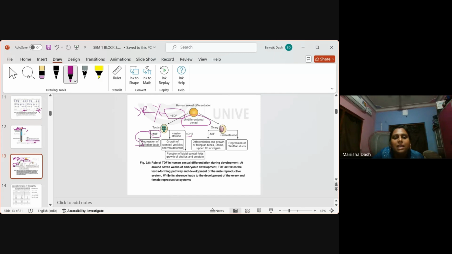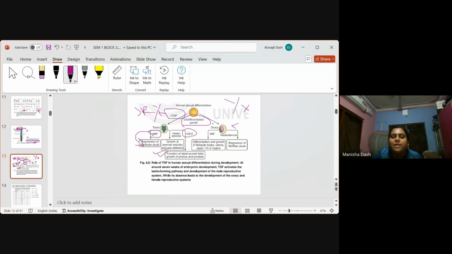And there is also another compound, that is dihydroxytestosterone. This will also promote the labial scrotal fold, the growth of phallus and the prostate. So all of these are actually accessory male reproductive organs. But what will happen if there is no Y chromosome? If there is no Y chromosome, it means there is no testis determining factor. So in absence of testis determining factor, the gonad will differentiate into ovary, which is the primary female sex organ.